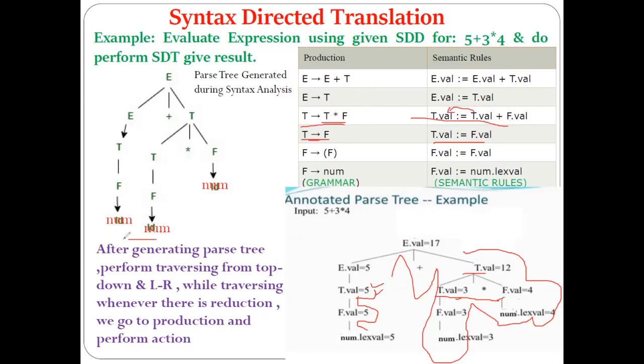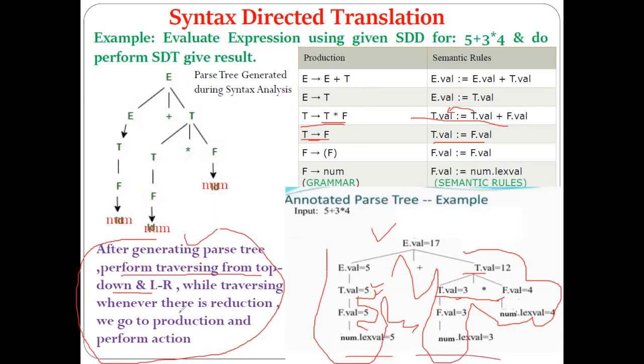So this particular trick you should keep in mind. After generating the parse tree, that is the annotated parse tree, perform the traversing from top down and left to right. So from left to right we are going. Whenever there is a reduction, go to the production and perform the action, and accordingly you can do the traversing in this way, and finally you can determine whether you can get the value of this particular expression or not.